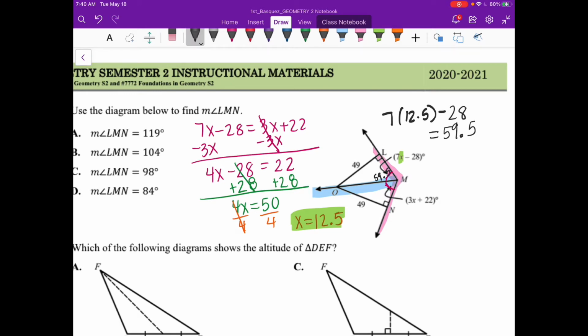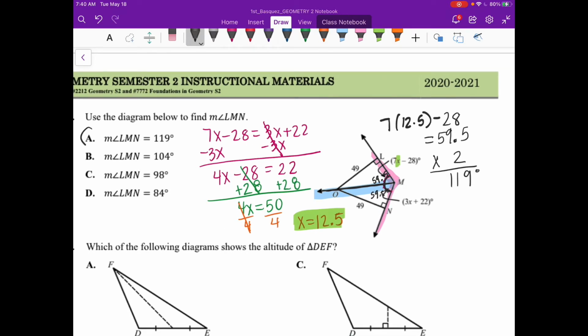But remember, we are looking for LMN, the entire angle. So because we said that the blue ray bisected this angle, that means both of these sides are going to be 59.5. So I can multiply 59.5 times 2 because I'm going to double it to get that next angle. That's going to give me 119, and we're talking about degrees, and that is option A.